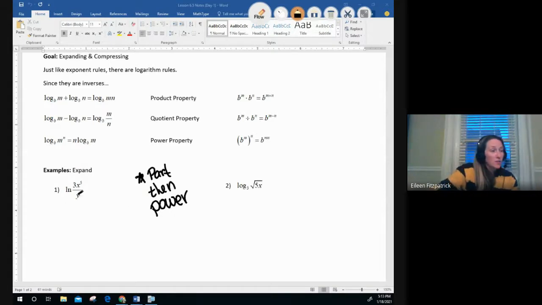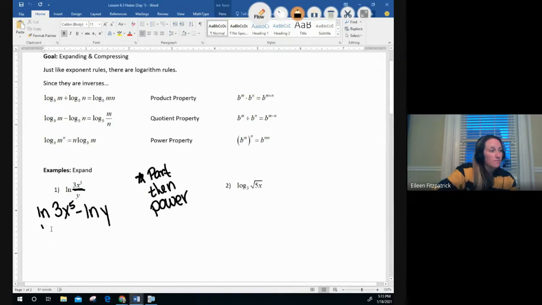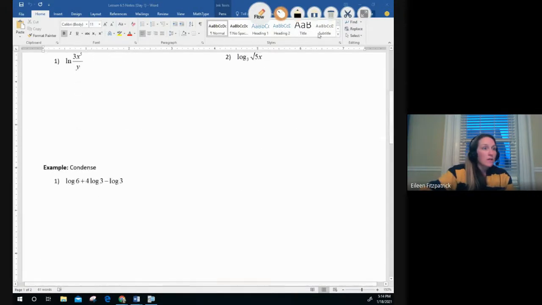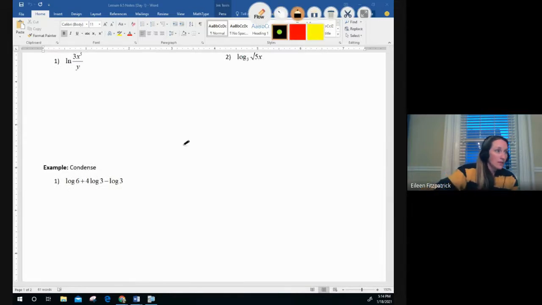So you're going to break apart the division first. Division pairs with subtraction. So you're going to have ln of 3x to the fifth minus ln of y. Then I'm going to break apart the multiplication. I know multiplication pairs with addition. Hold on, I have to move this up and start over. I apologize, but that's okay because I can explain it again.